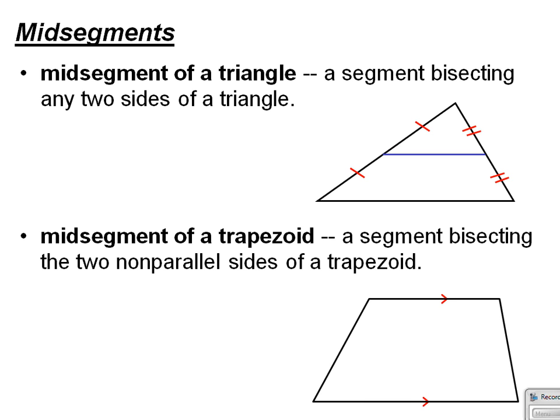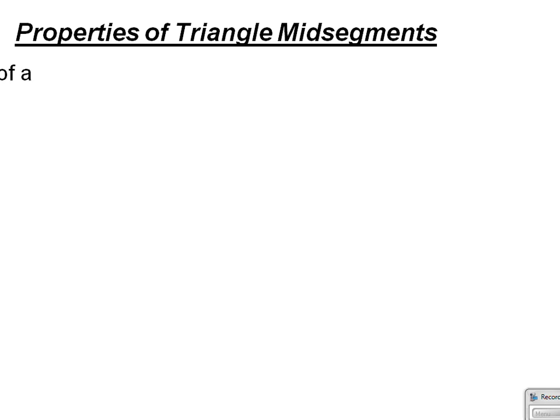And a mid-segment of a trapezoid is a segment bisecting the two non-parallel sides of a trapezoid. So in this trapezoid here, the non-parallel sides are bisected by this segment. As a result, that blue segment also is a mid-segment, albeit a mid-segment of a trapezoid rather than a mid-segment of a triangle. Now, mid-segments actually have properties as well.